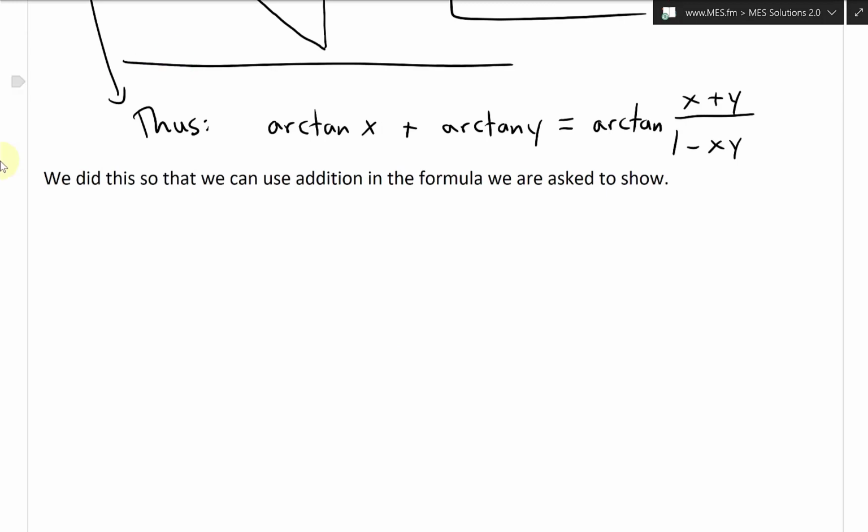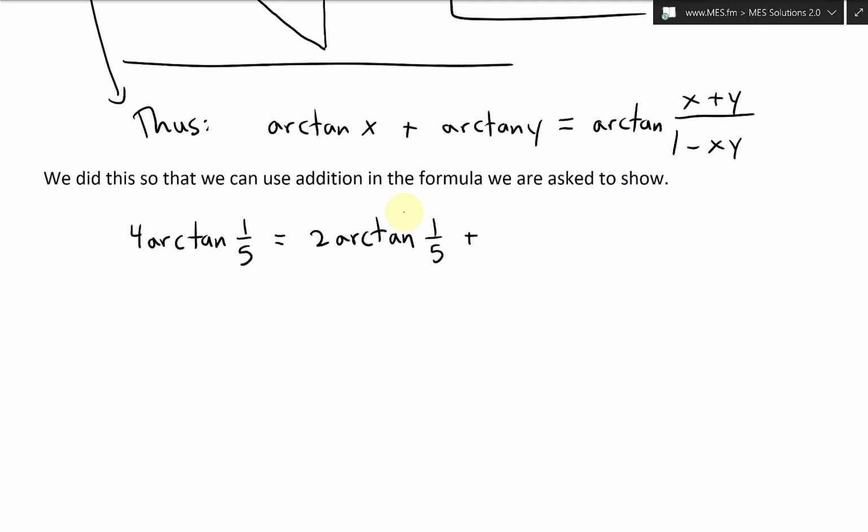So again, we did this so that we can use addition in the formula we are asked to show. So let's do the first part. 4 arctan 1 over 5 is equal to 2 arctan 1 over 5 plus 2 arctan 1 over 5. So again, we simplify this 4 to a 2. Now this equals, right over here, arctan, but this is going to be a 2 there.